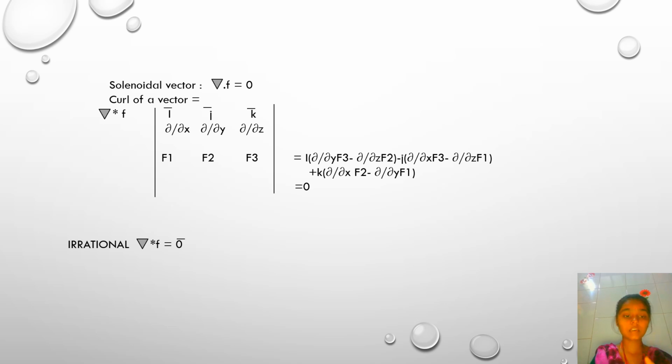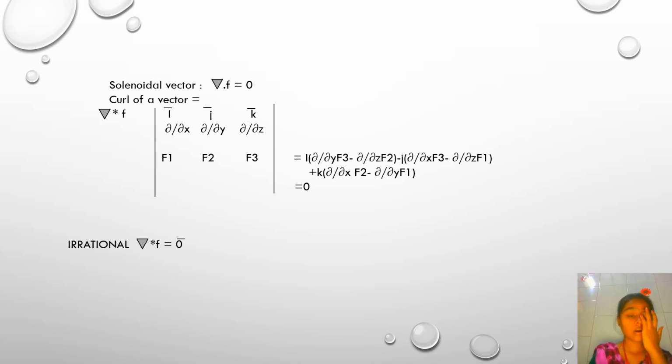Now we have to find the curl of a vector. Del cross f bar equals the determinant of i bar, j bar, k bar. We write the coefficients of del and f. The coefficients of i bar, j bar, k bar in del are dou by dou x, dou by dou y, dou by dou z, and in f they are f1, f2, f3. Now we do the del operation here. So i bar into dou by dou y of f3 minus dou by dou z of f2.